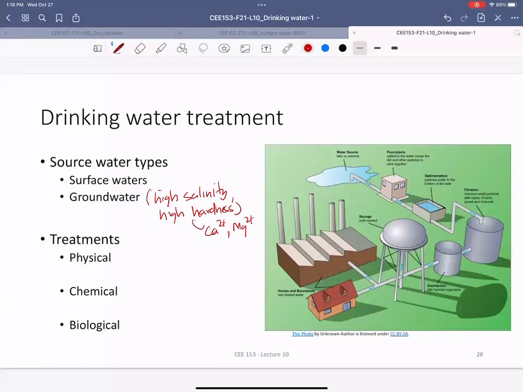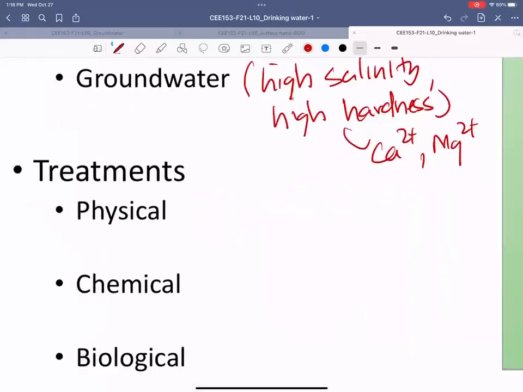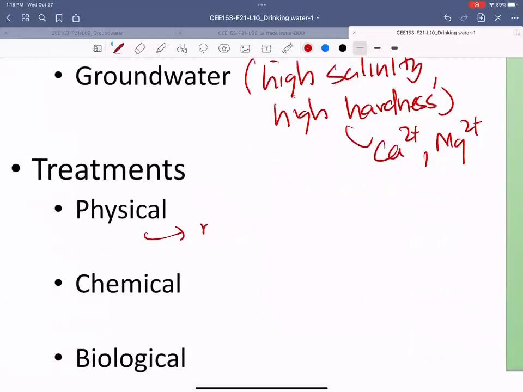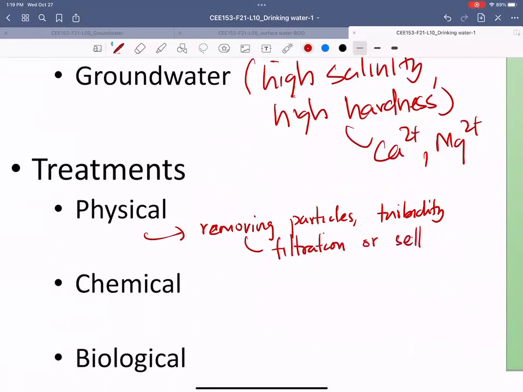And there are ways to treat it. So again, there are different processes: physical, chemical, biological. Physical means basically removing particles or turbidity. If it looks turbid, that means lots of fine particles. You are just removing that by filtrations or settling.